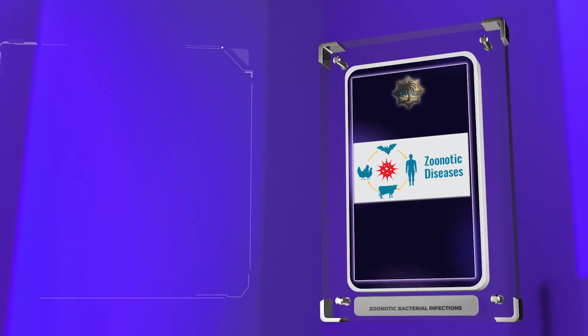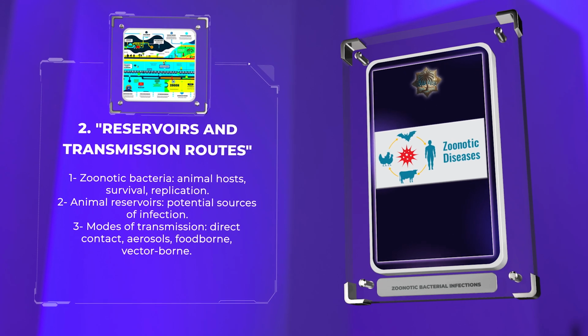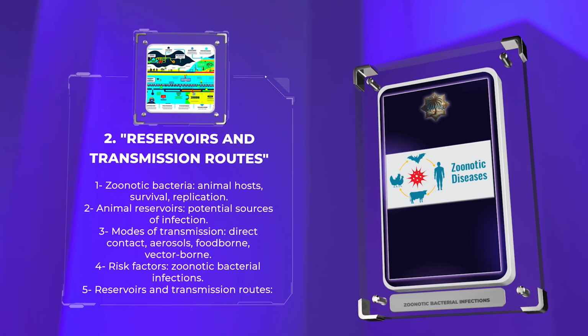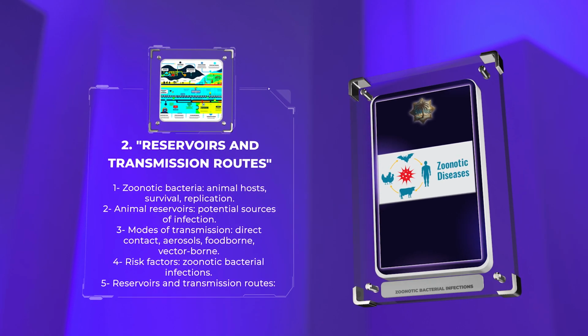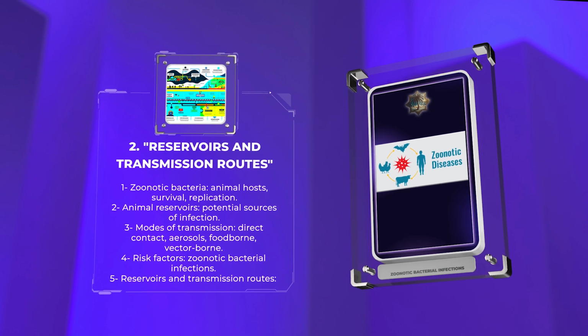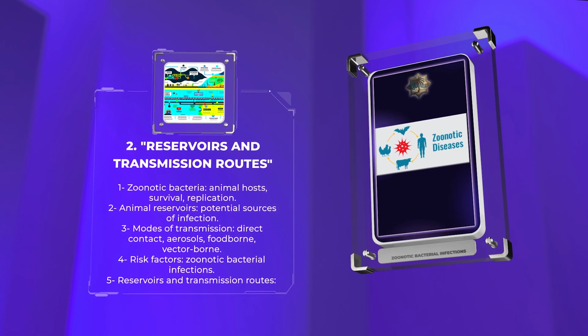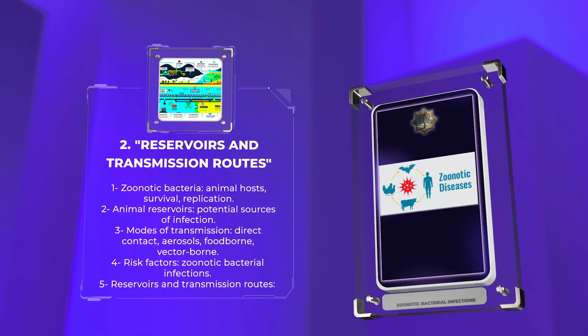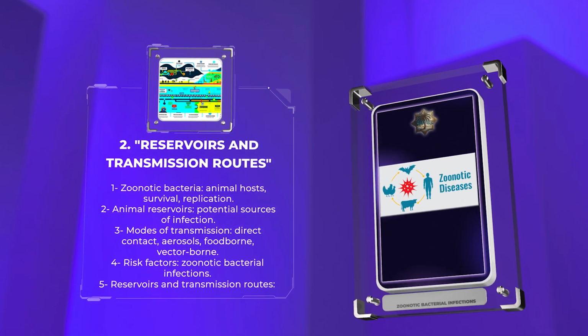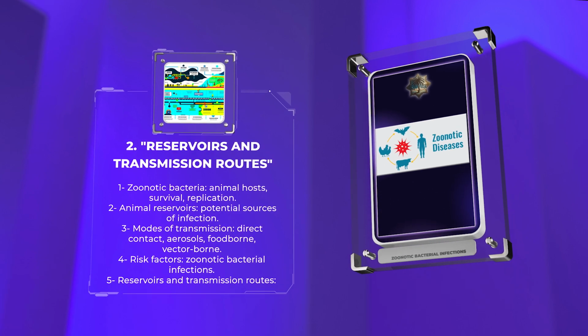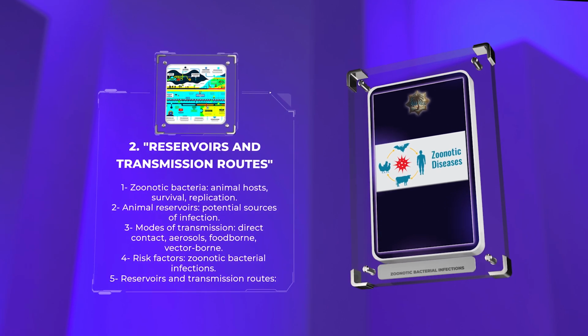global health. Zoonotic bacteria rely on animal hosts for survival and replication. Understanding the diverse range of animal reservoirs is essential for identifying potential sources of infection. Additionally, exploring the various modes of transmission, such as direct contact, aerosols, foodborne, or vector-borne routes, allows us to comprehensively assess the risk factors associated with zoonotic bacterial infections. In this topic, we will delve into the intricacies of reservoirs and transmission routes.